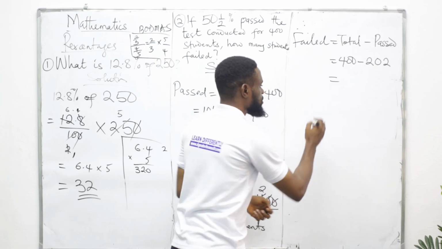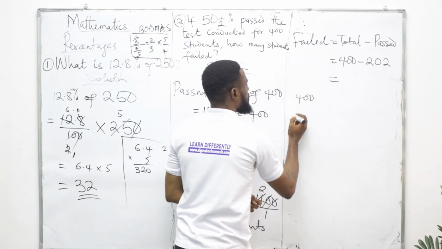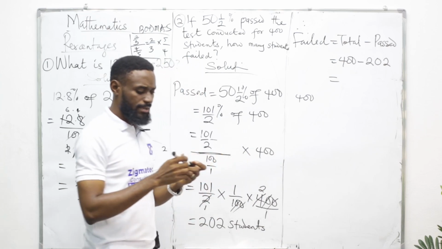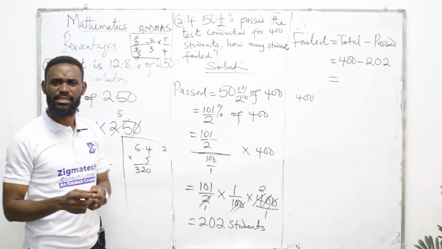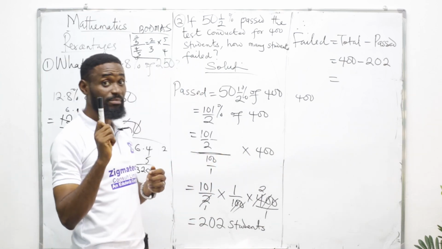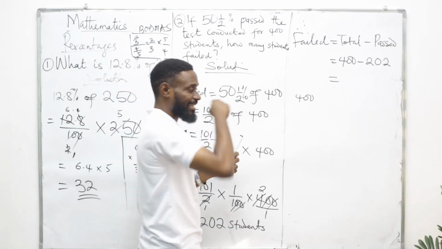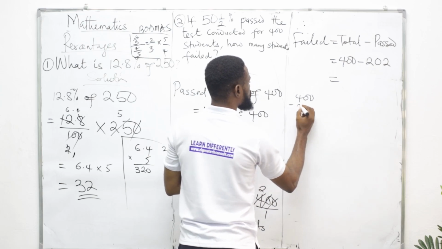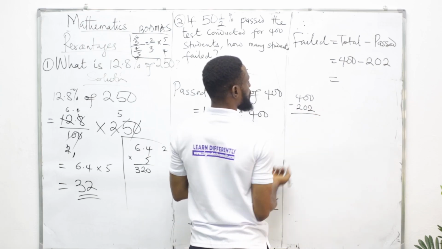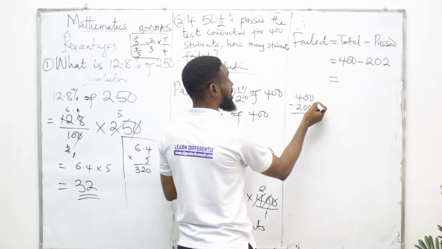What does that give us? You put your 400 this way. You remember in your BECE exam or something, I don't know if you may be allowed to use a calculator, so you should learn how to solve without calculators. So this is minus 202. This cannot subtract, this cannot.